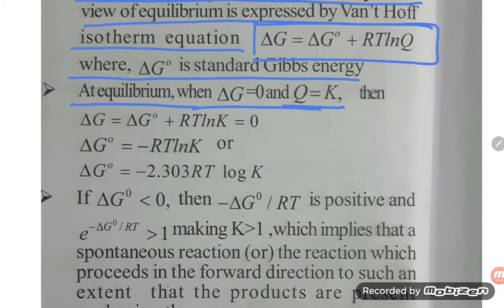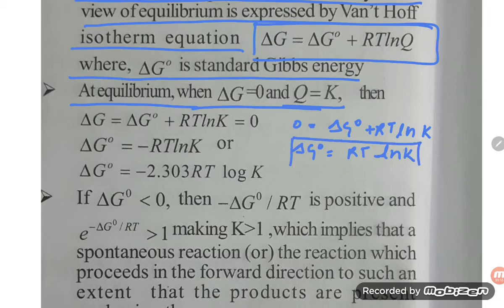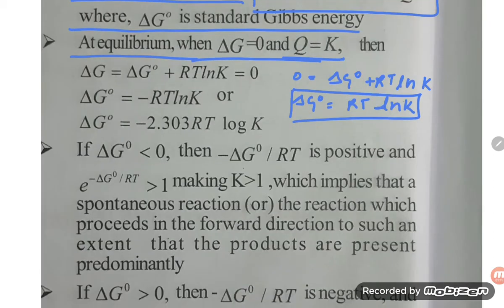So in place of delta G, you are putting 0 equal to delta G naught plus RT ln, and in place of Q, we are putting K. So we can write delta G naught is equal to minus RT ln K. So this is the relation, and this will have the negative sign, students. Now if you are converting ln into log, we have to multiply with the conversion factor. So delta G naught is equal to minus 2.303 RT log K.